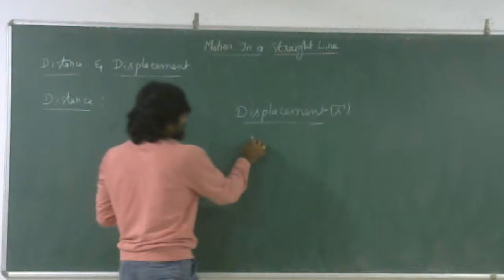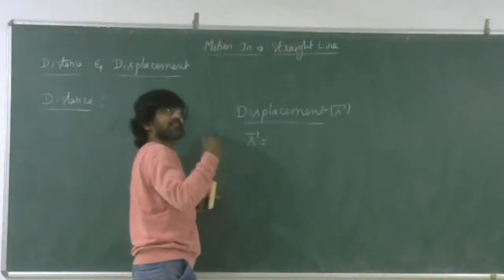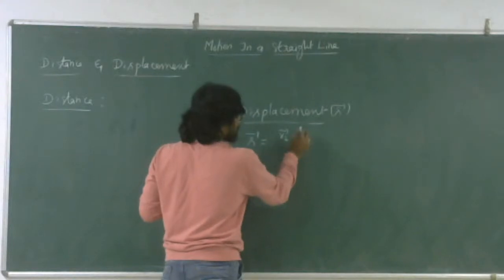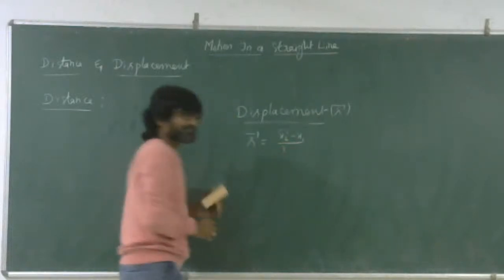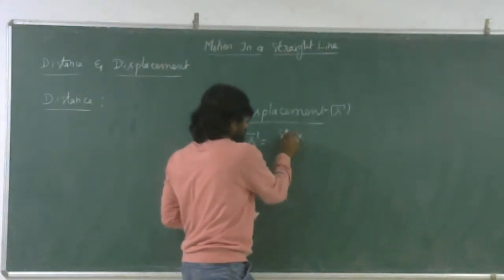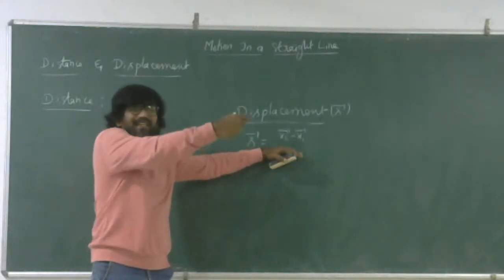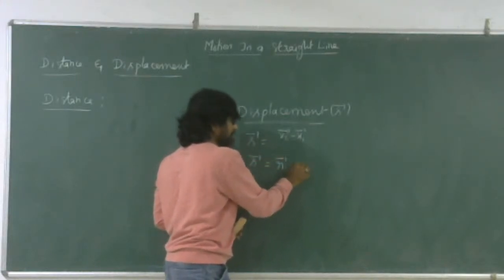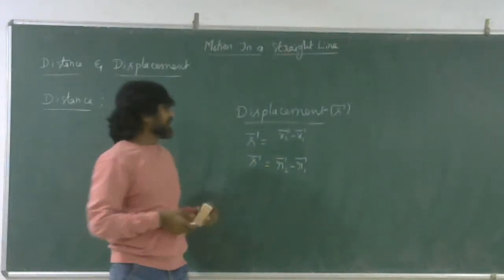You can also express this as displacement is equal to final position minus initial position if the position vectors are given. So you can write it as x2 vector minus x1 vector, or simply if the coordinates are given, x2 minus x1. In general, you can write s vector is equal to r2 vector minus r1 vector, if that position vector may be two-dimensional or three-dimensional.